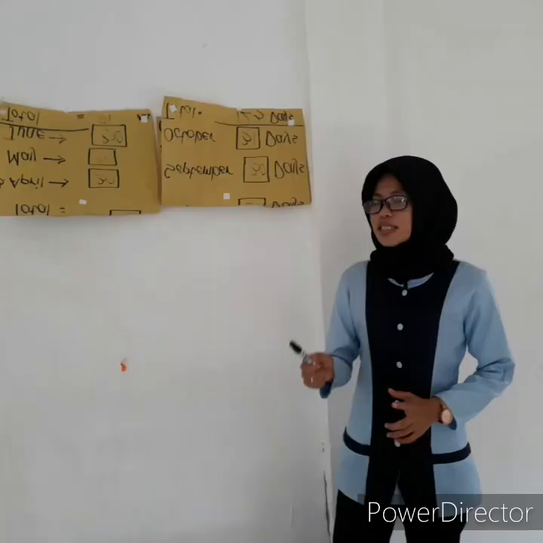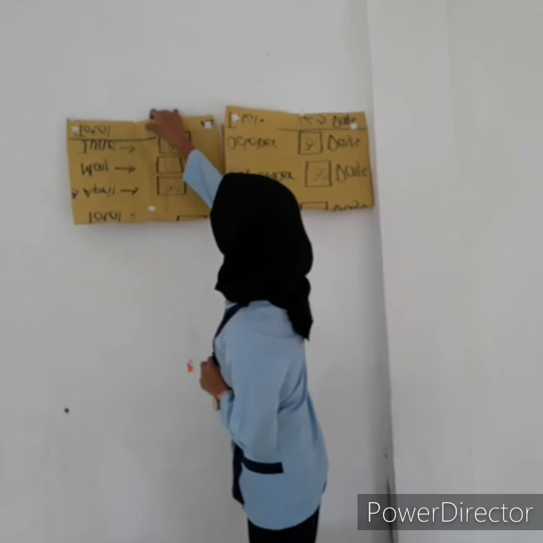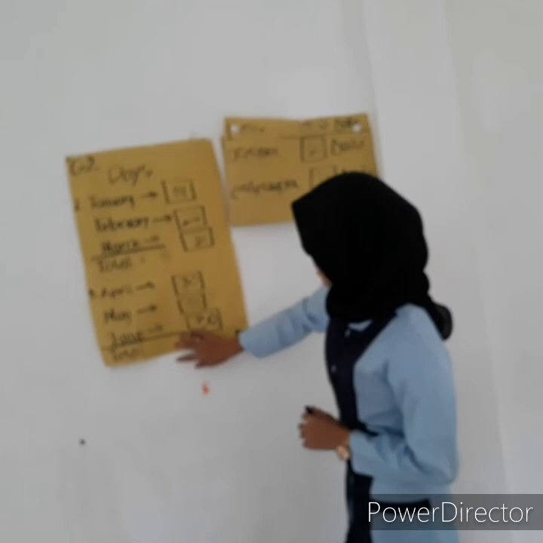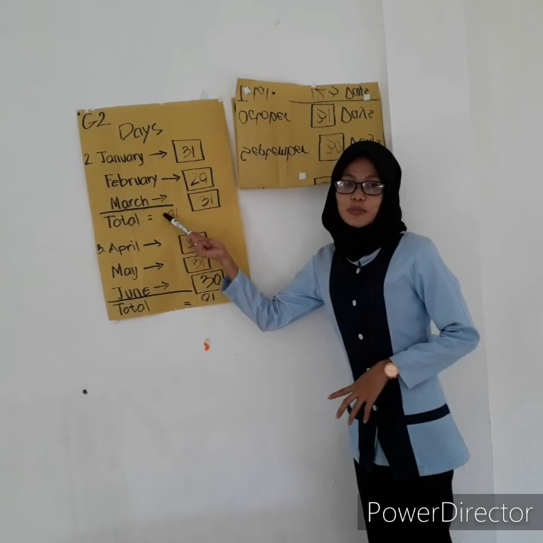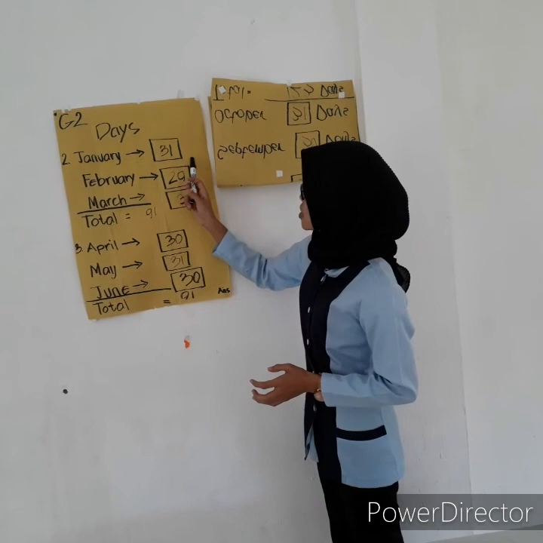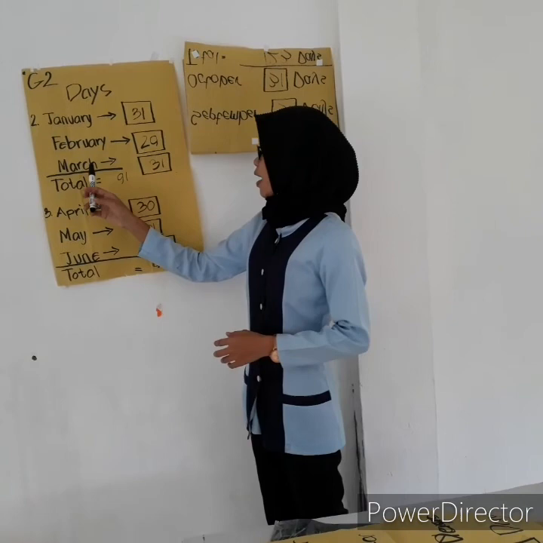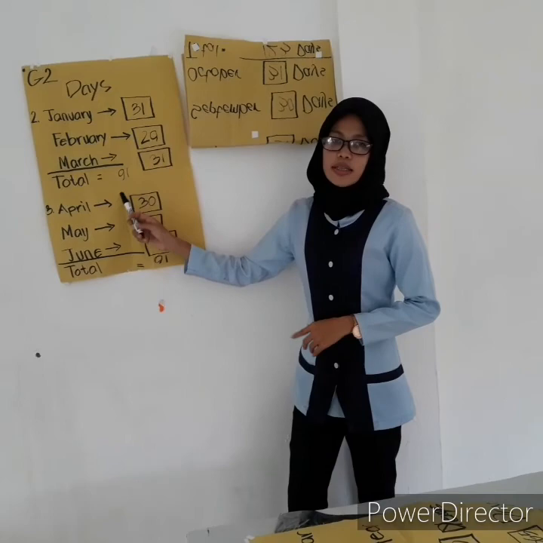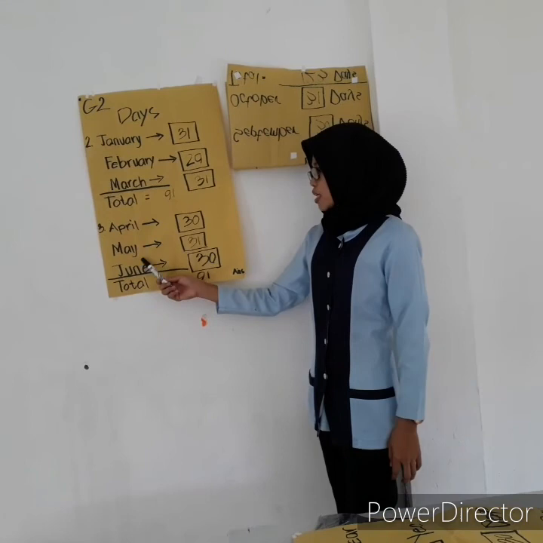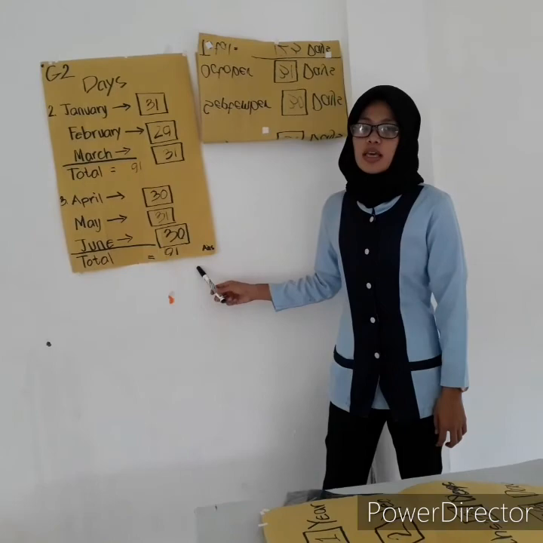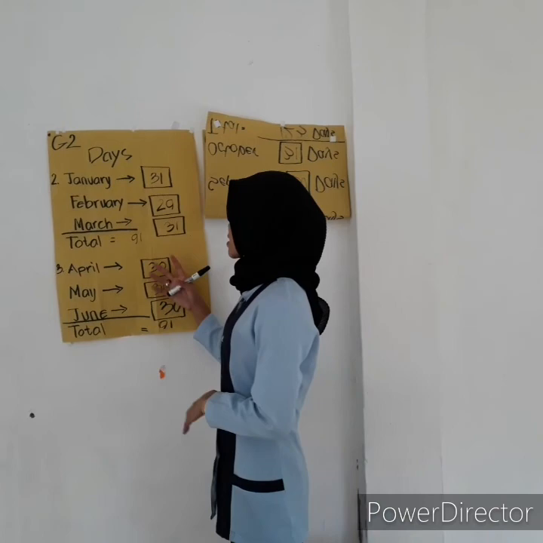Mosquito clap for group 1. Okay, very good. Okay, group 2, present your output. January is 31 days, February has 29 days and sometimes 28, and March is 31. May is 31, June is 30. So the total is 91 days. Very good class. So let's give a mosquito clap.